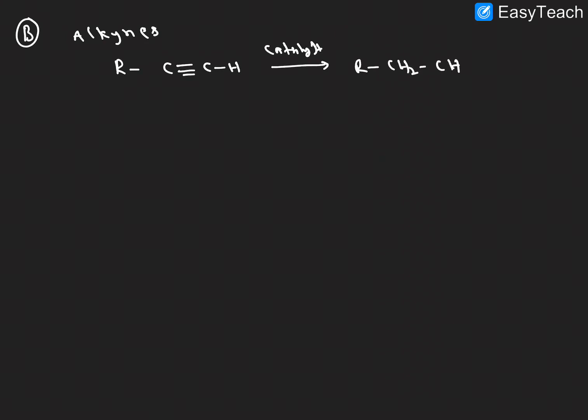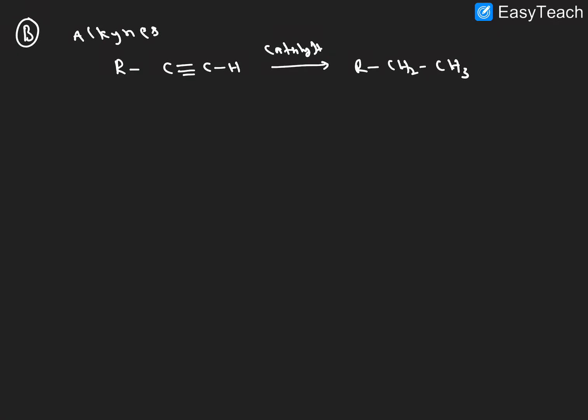Next one, from alkyne. Same reaction here also. Alkyne, CH triple bond CH, treated with the same catalyst that we used for the alkene. We get CH3, CH3. This is called the saturated hydrocarbon, alkane.